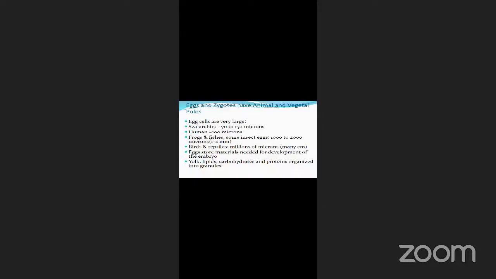Now, we will discuss a bit about eggs and zygotes. So already we have discussed various types of eggs, classified based on the yolk distribution and yolk amount. It's the same thing with the size of the egg, it also varies. Not only the yolk, the size of the egg also varies from organism to organism.